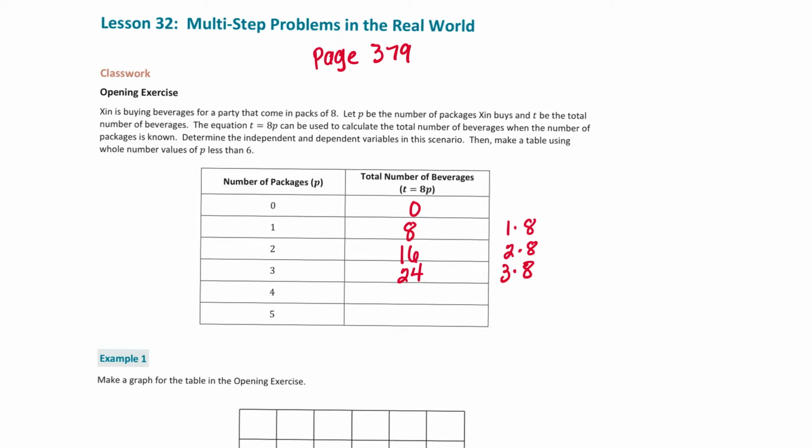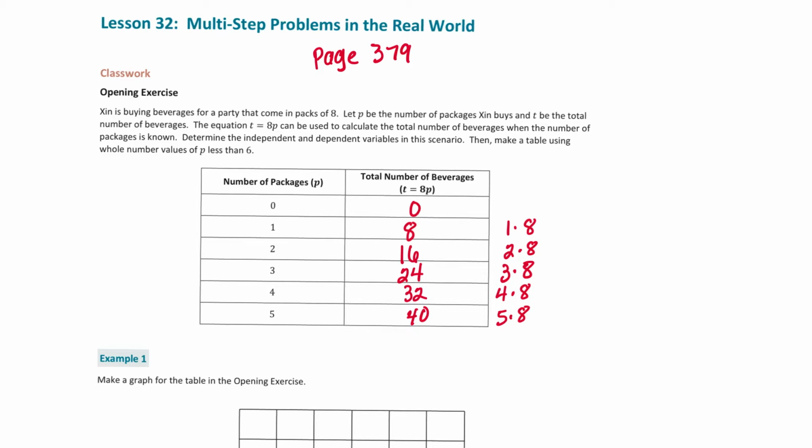Thank you, Araceli. Yes, thank you to those people who are sending me the answers through the chat. And then for 4 packages, you already got the pattern, right? 4 times 8 is 32. 5 times 8 is 40.